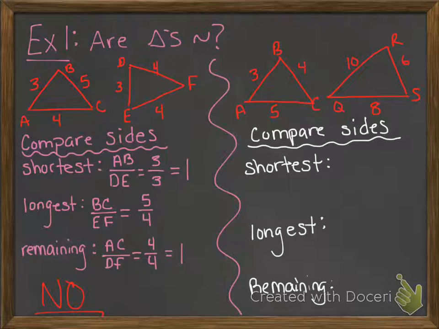All right, so when we're looking at ABC, what's your smallest number? So that's your shortest side of that triangle. Look at the number, don't look at the side length.